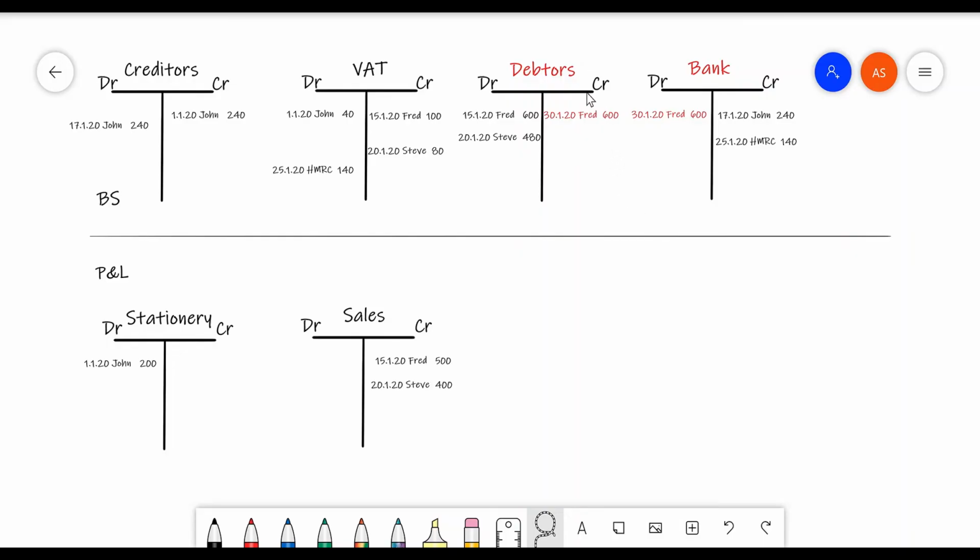Fred pays us the £600 he owes us, so our debtors are credited and Fred no longer owes us any money. His balance is cleared within our debtors, and in our bank, we receive another £600 in our bank account.